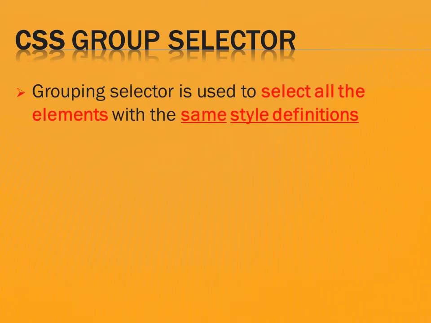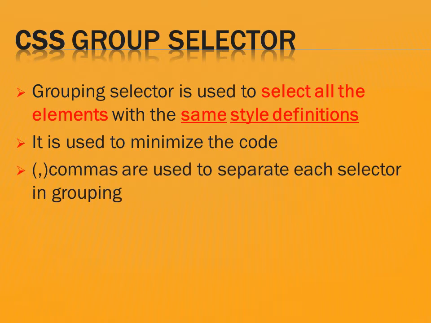The CSS group selector is mostly used when we require to apply the same style definition over different elements in our HTML code. That means the grouping selector is used to select all the elements with the same style definitions if we require it in our HTML code. It is used to minimize the code as well. Commas are used to separate each selector in a grouping selector.